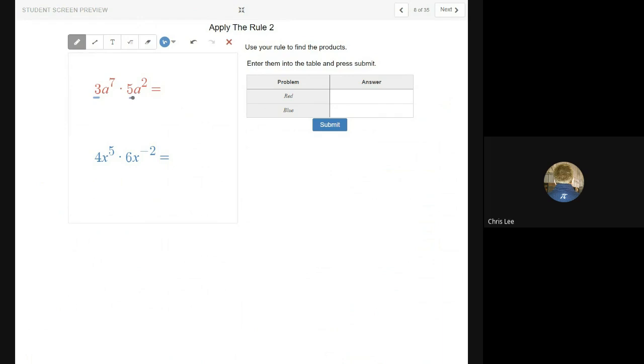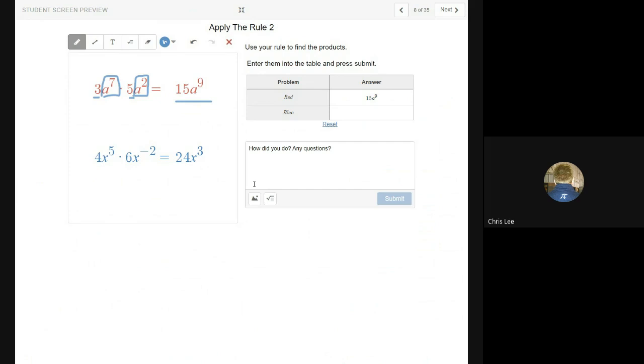So the first part is 3 times 5. Those are just regular numbers. 3 times 5 is 15. These are powers. Do they have the same base? Yep. So what do I do to the exponents when I'm multiplying? So it'll be 15a to the power of 9. I'm going to just check that one. Looks like we've got that right.